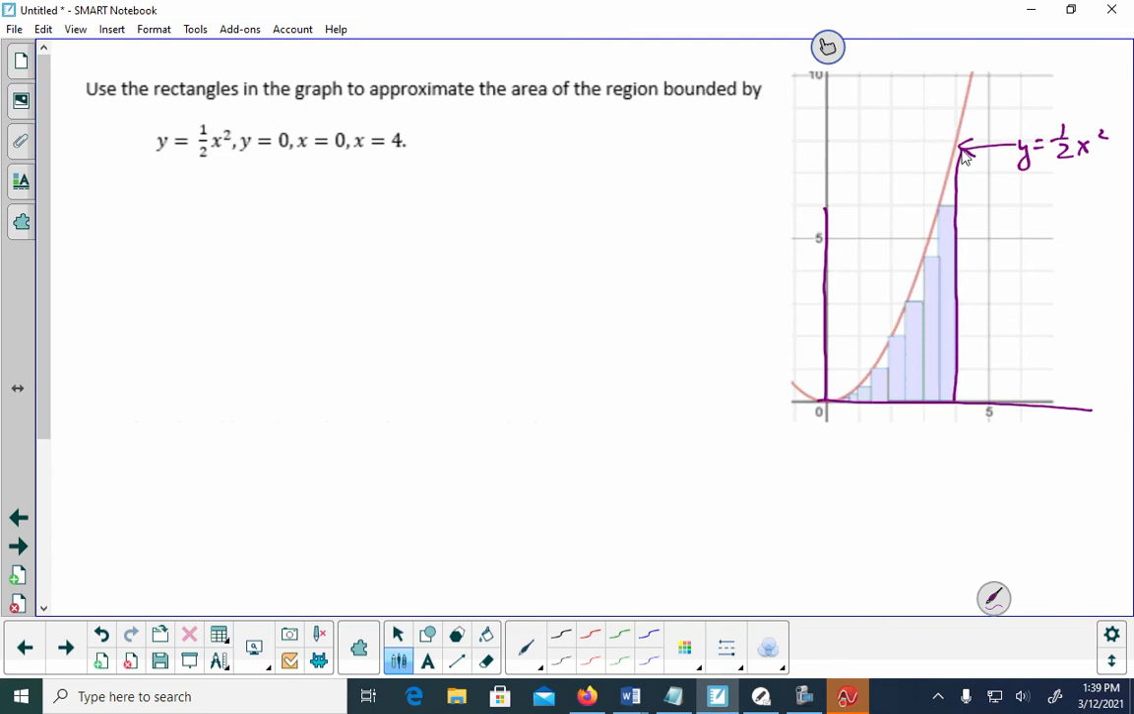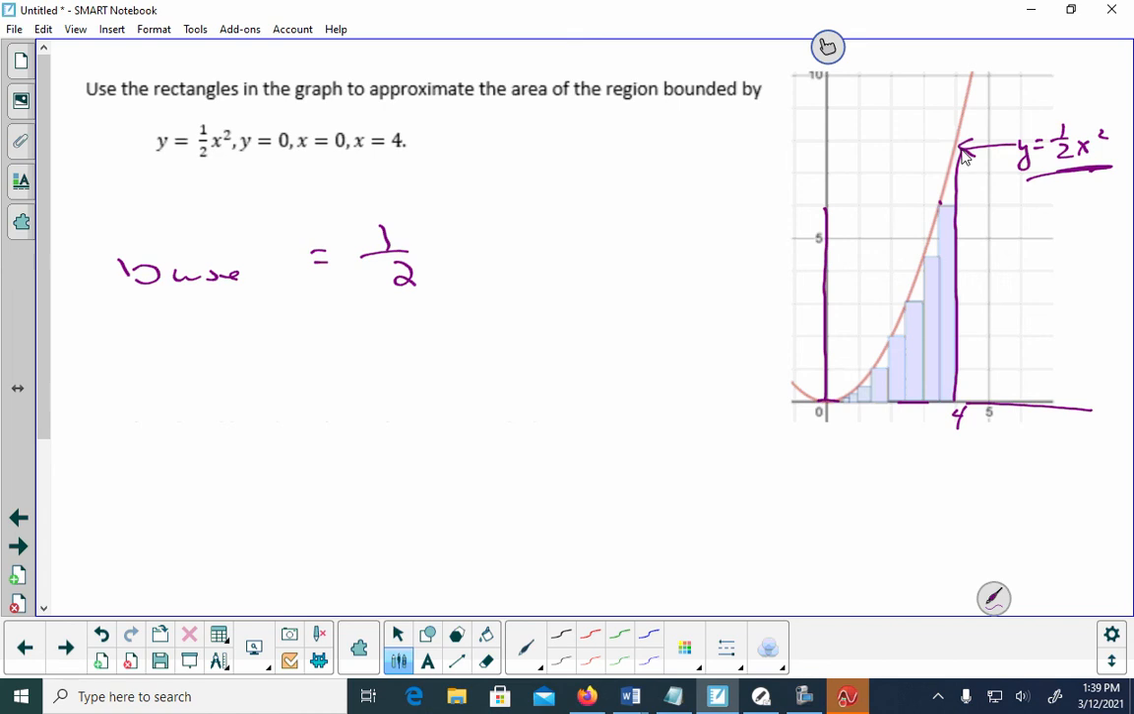Now when I do this, it is marked to 5, so this would be 4, 3, 2, 1. So it looks like there are 2 rectangles in every unit. That means that the base of each rectangle is going to be 1/2. So the base is equal to 1/2. And then to find the height of them, I'm going to put the x coordinate in here. And being careful, this is 4. The last one I'm going to draw is 3.5. That's the last one I'm going to do.